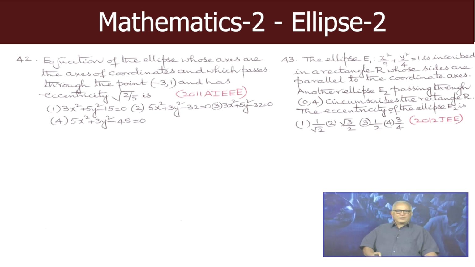knowledge. Equation of the ellipse whose axes are the coordinate axes and which passes through the point (minus 3, 1) and has eccentricity square root of 2 by 5 is. Well, that is the 42nd question.